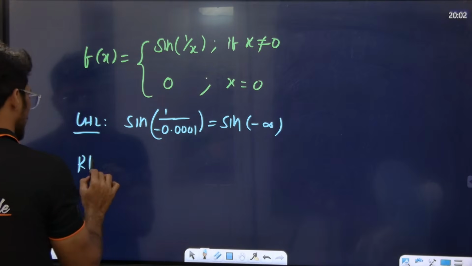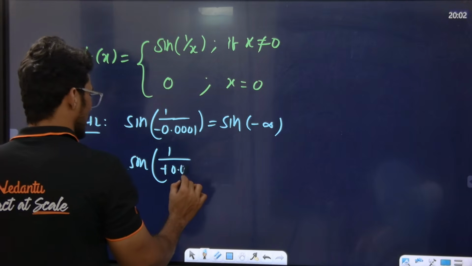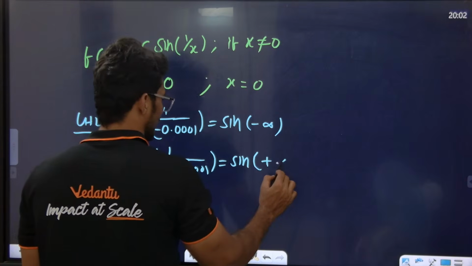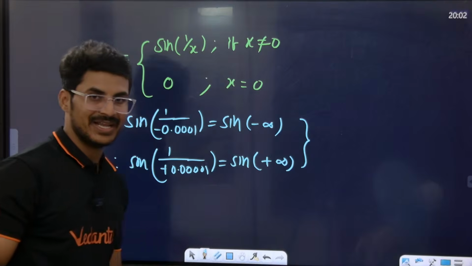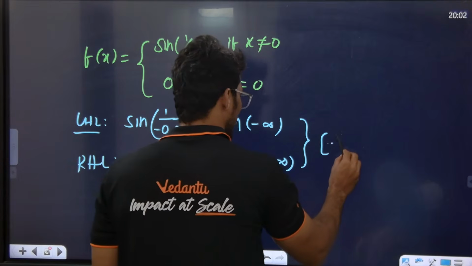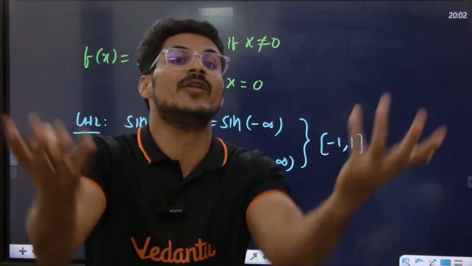Next, RHL is going to be what? Sine of 1 by plus 0.00001. This is going to be what? Sine of plus infinity. Sine of plus infinity, minus infinity, this is going to oscillate between what? Sine of infinity, sine of minus infinity, is going to oscillate between minus 1 and 1.